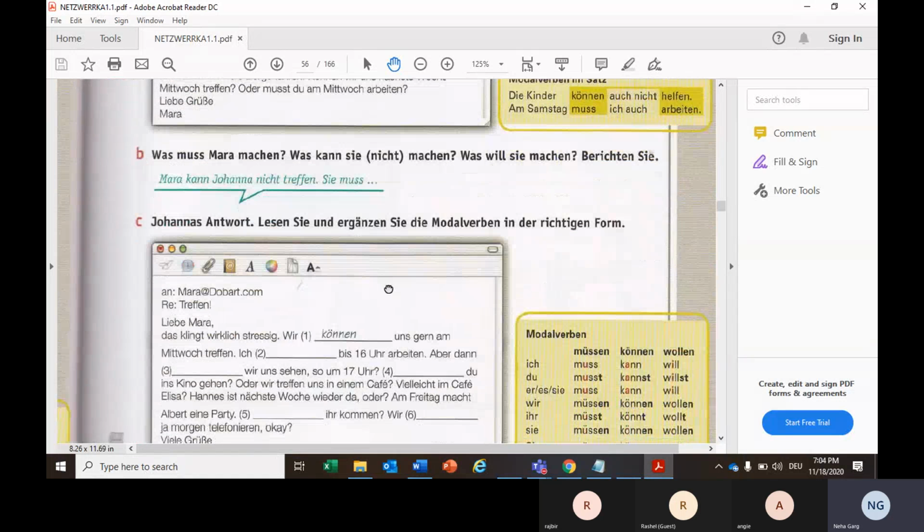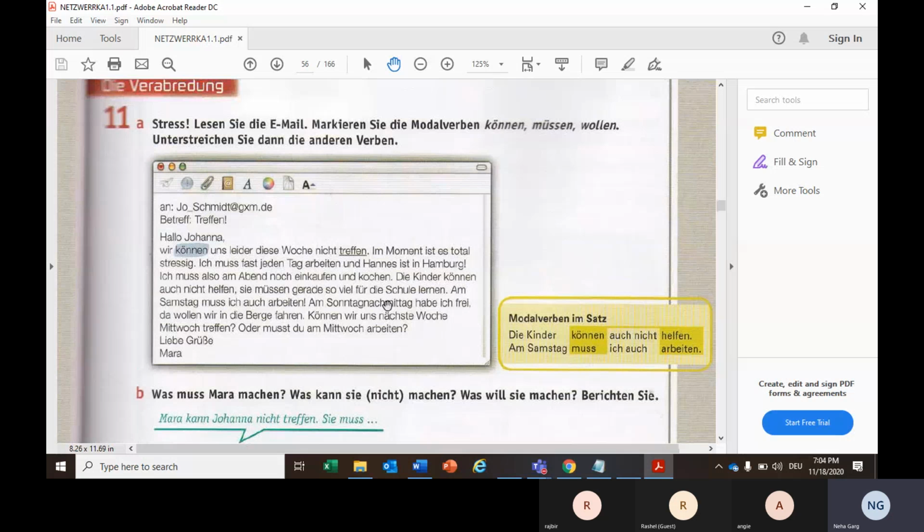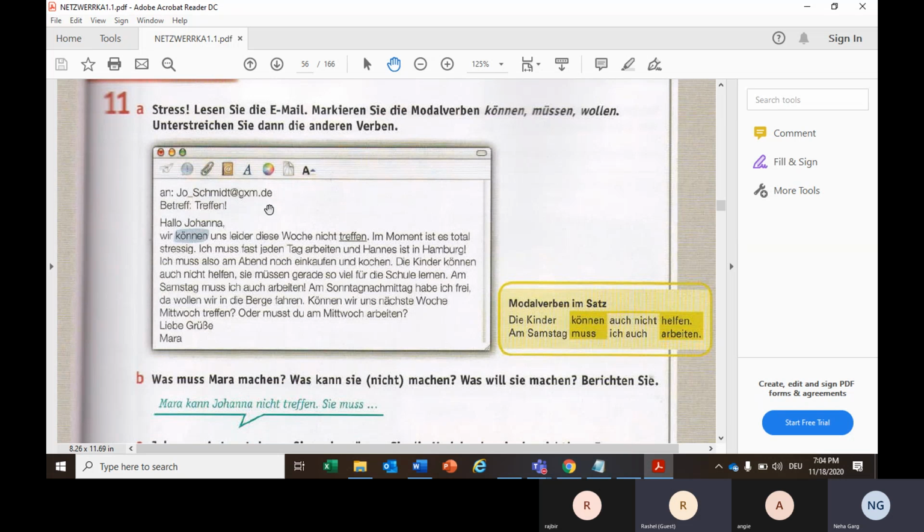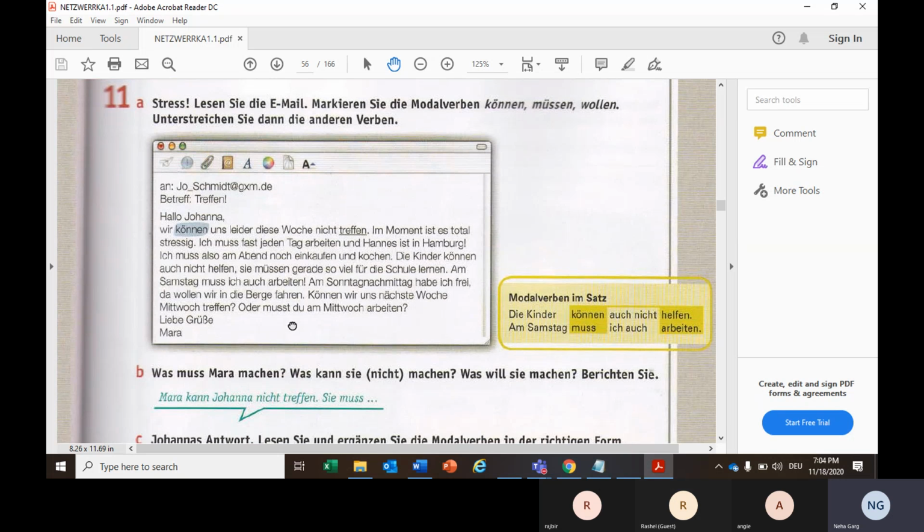So basically there are like two letters given, and here we are going to learn how do we write emails or how do we write letters in German. What is the salutation, what is the subscription, and what the email body should contain. So let's start reading from here.